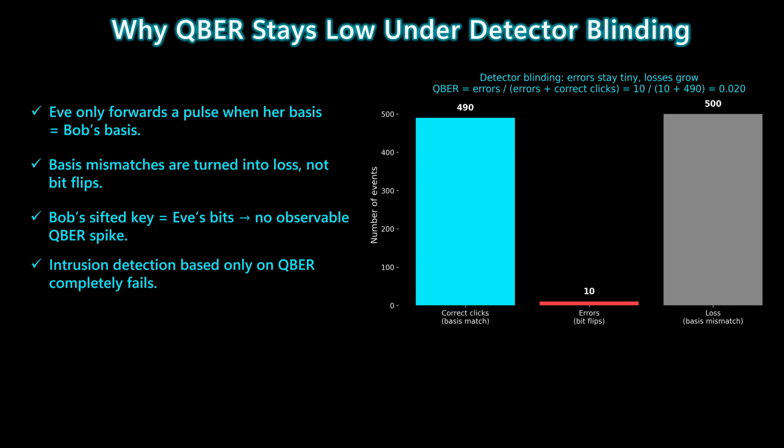So Bob's sifted key ends up being a perfect copy of Eve's classical bits, with no spike in QBER. The only thing that increases is the number of losses, which most systems don't treat as a security alarm. This is why intrusion detection that relies only on QBER completely fails. The attack suppresses errors, replaces them with loss, and keeps QBER deceptively low, while Eve learns the entire key.